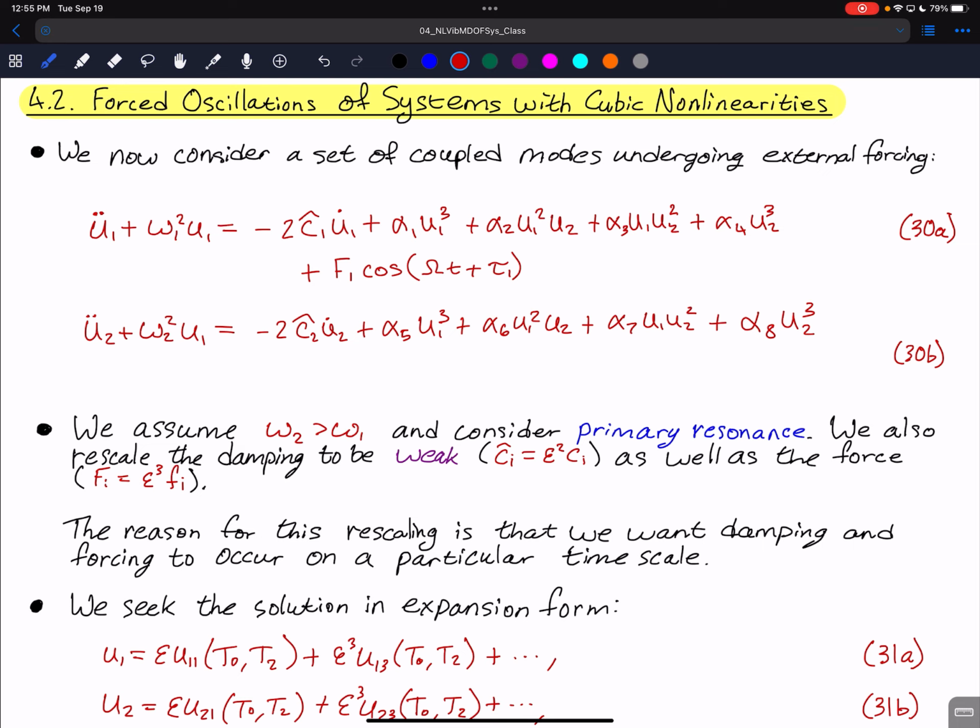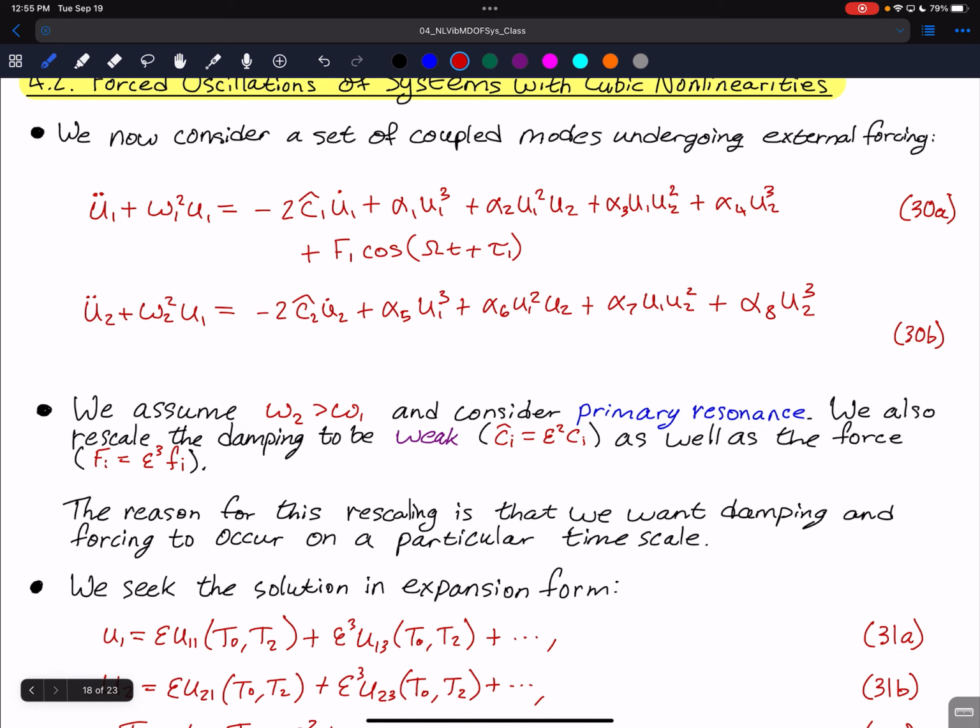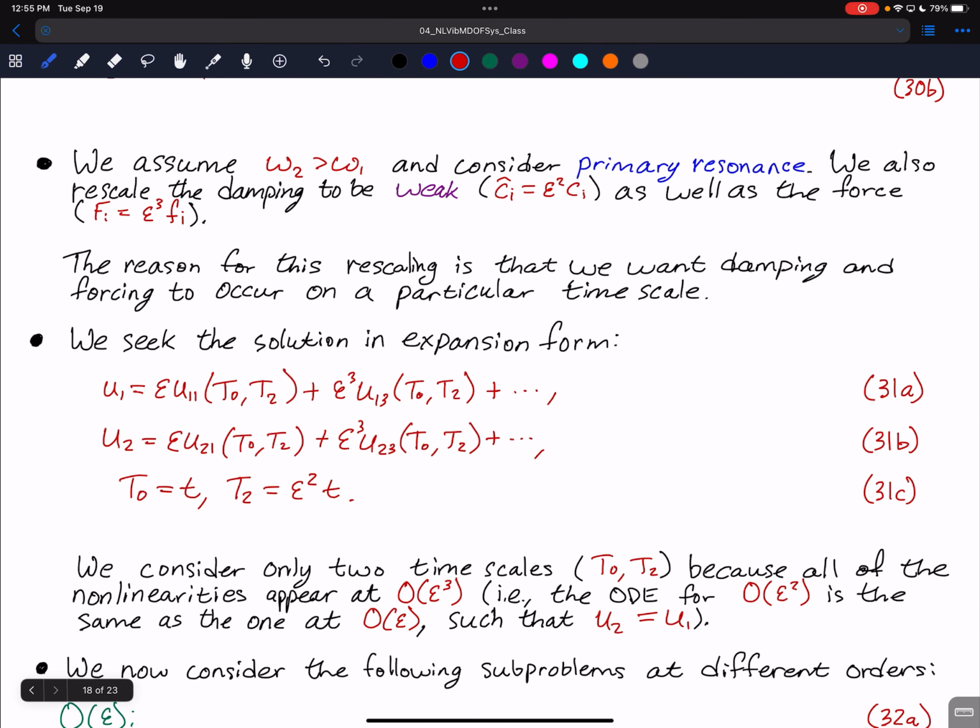And in this case, we're also going to assume that omega 2 is larger than omega 1, and they're distinct. And for primary resonance, we're going to rescale the damping to be weak, meaning that C1 hat, C2 hat are equal to epsilon squared C1 or epsilon squared C2. And then we're also going to scale our forcing, and this time we're going to take it down to epsilon cubed times lowercase f. The reason we're going to rescale this is that we want the damping and the forcing to appear at the same time scale.